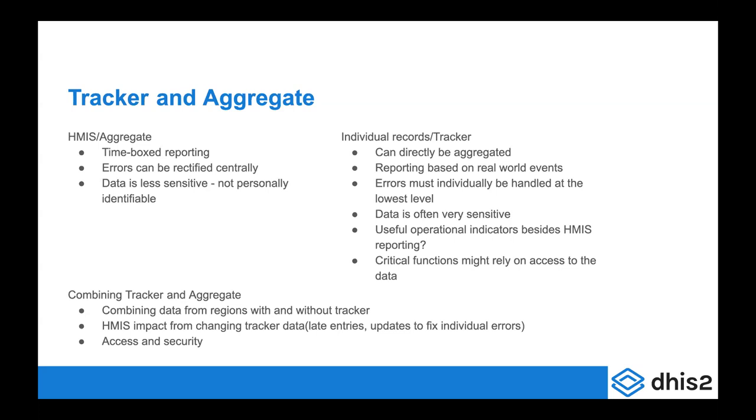It is possible to create a report based on tracker data directly. But it might sometimes be a good idea to combine the data from the tracker and from non-tracker sites into an aggregate form and submit them together instead of only relying on tracker. This would in many cases mean that you need to have some sort of mechanism to move data from your tracker to the aggregate. And we have a lot of scripts, and we have support for this in the APIs. We have knowledge about this in our community, and moving tracker data into aggregate is definitely possible.